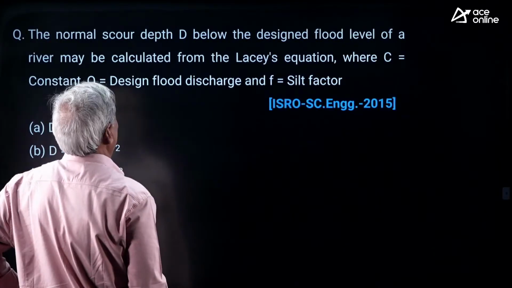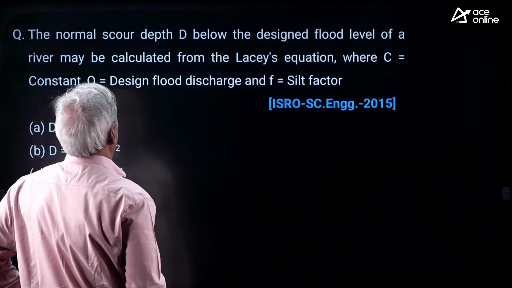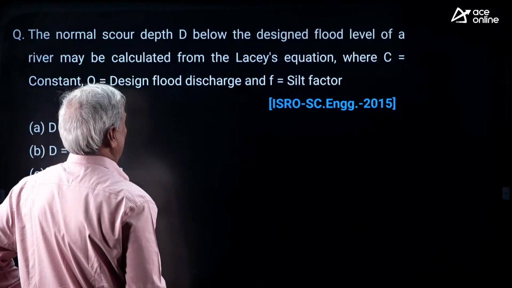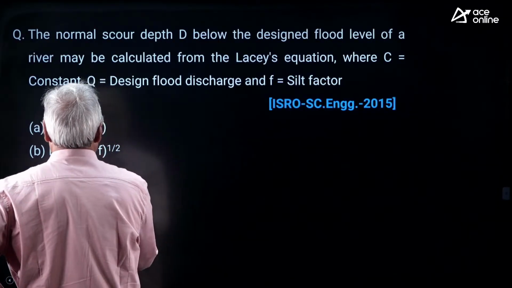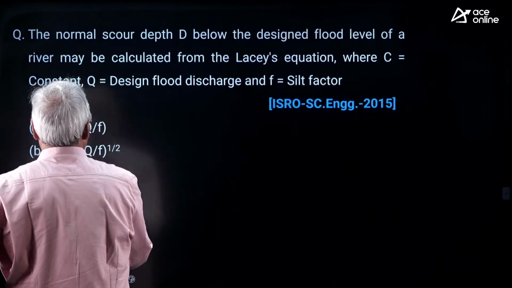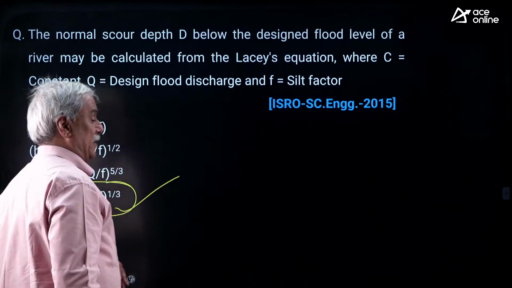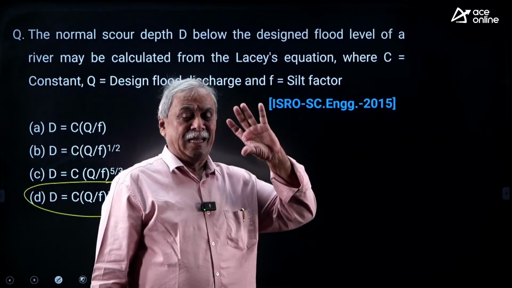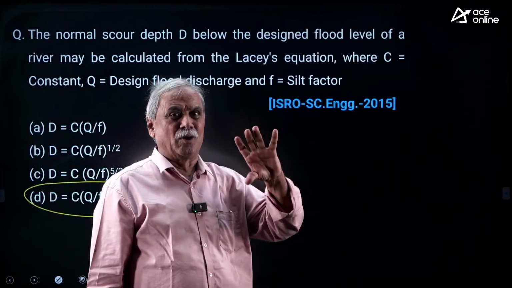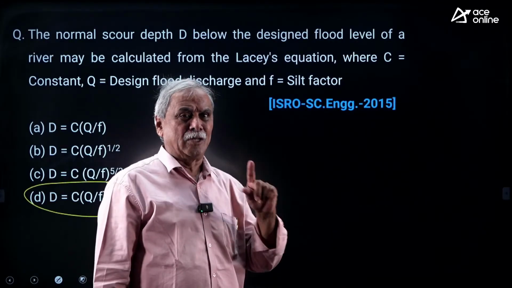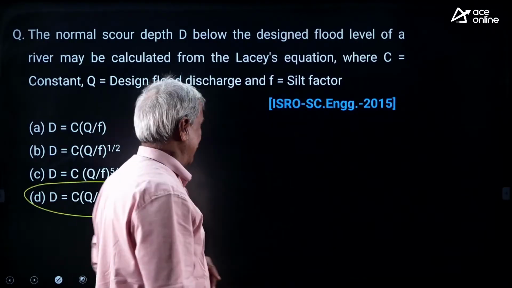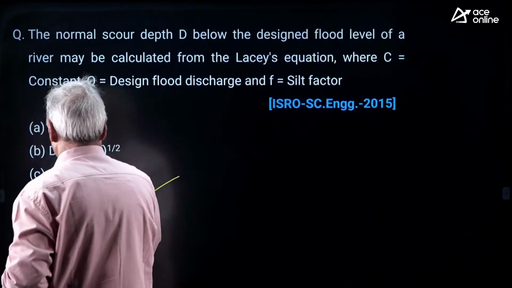The normal cover depth D below the design flood level of the river may be calculated from Lacey's equation. Once again, the D formula is correct. C value 0.47. So Lacey's regime cover depth is equal to 0.47 (capital Q by small f) whole power 1 by 3.